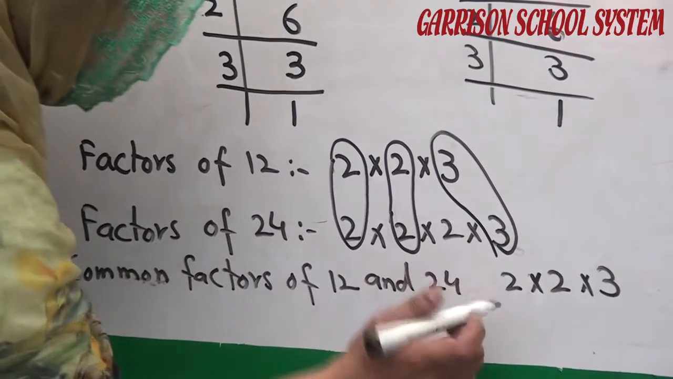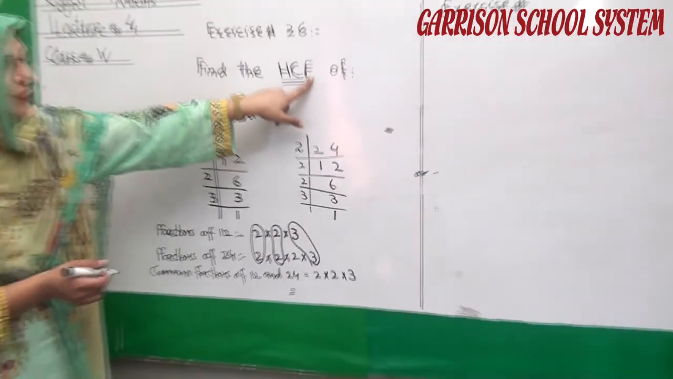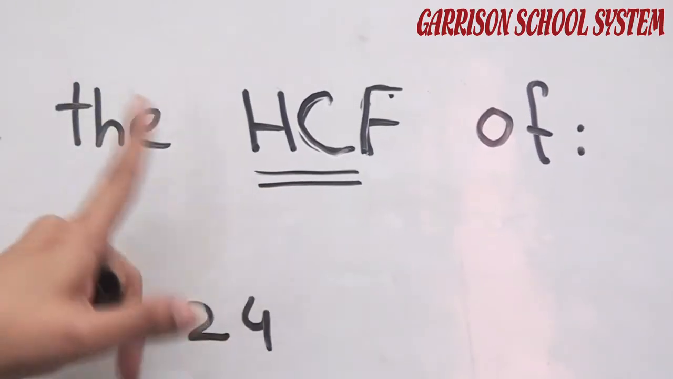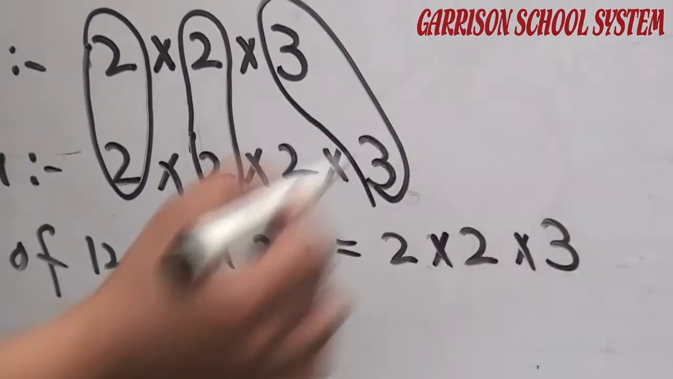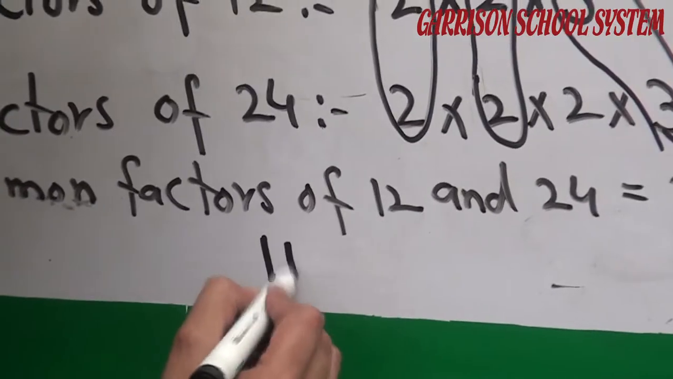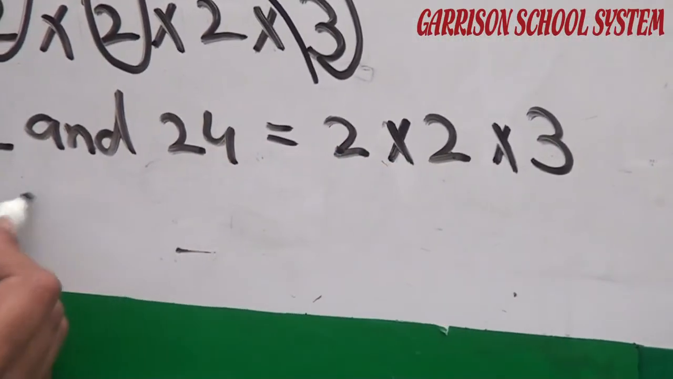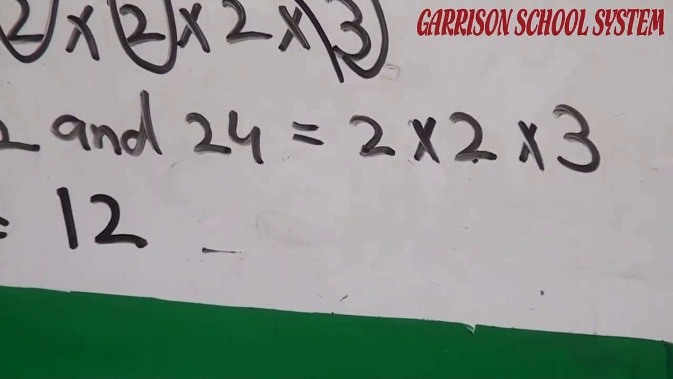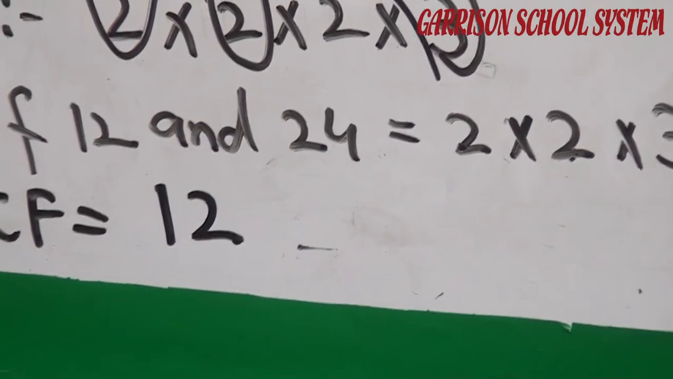So afterward, the third step. We have found the factors first of all, then we have found the common factors, which are 2 multiply 2 multiply 3. Afterward, we find out the highest common factor. So which is the highest common factor? When we multiply 2 multiply 2, that is 4, 4 multiply 3 is 12. So we can say 12 is the highest common factor. So this is the method of how to find out HCF.